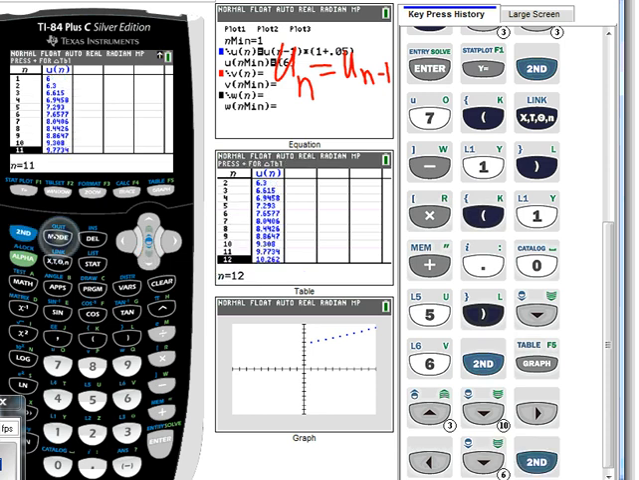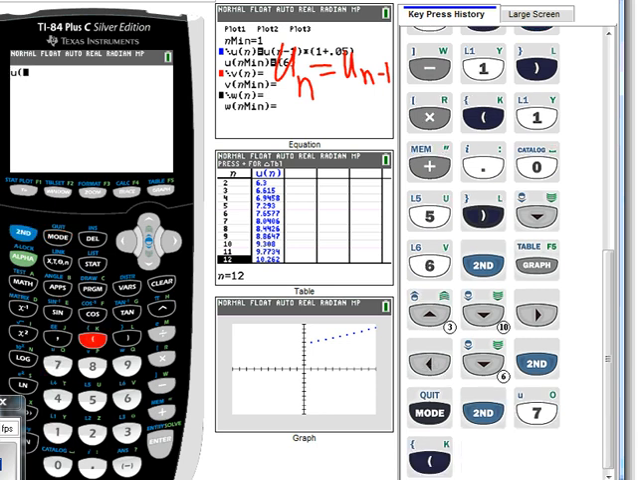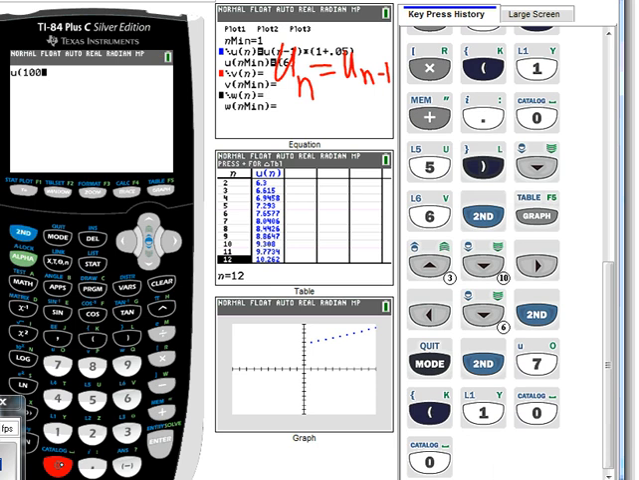So if I go second quit, I can just tell it to calculate one specific term in the function. And I can do that by saying second u. So I'm saying find me u sub 100, because the parentheses are that sub. Enter. That's what my 100th term is.